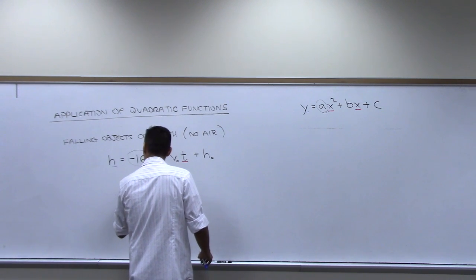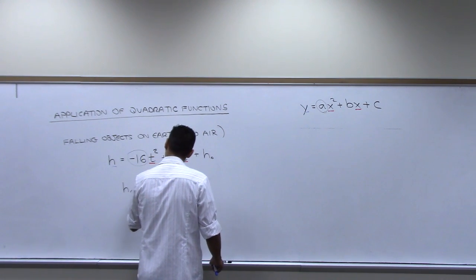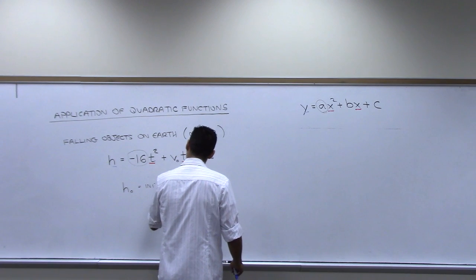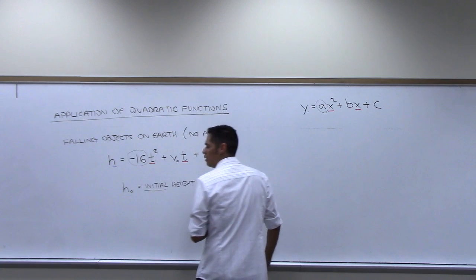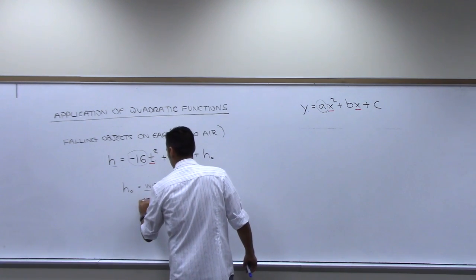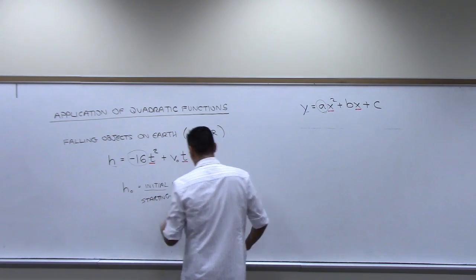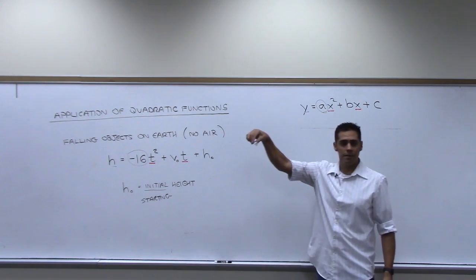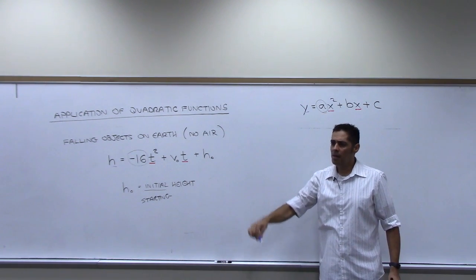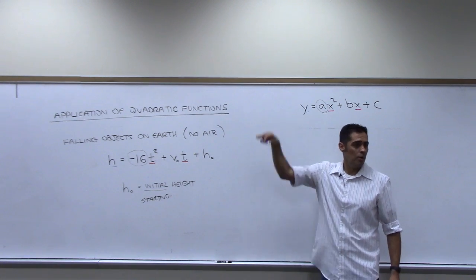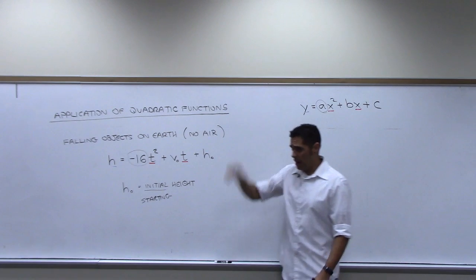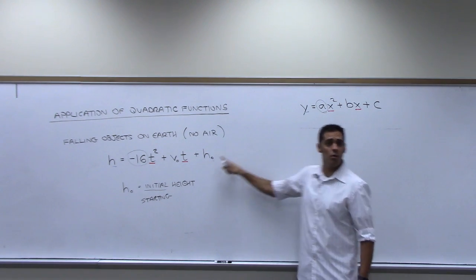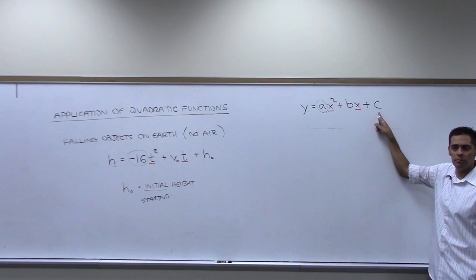H with the subscript 0 means your initial height. And the word initial, you can replace it with starting if you want. It's easier to understand. So if I'm going to drop an object on Earth, then I'm going to have to maybe tell you what the height was when I dropped it. Was it 5 feet off the ground? Was it 100 feet off the ground? That number, whatever it is, this number right here, corresponds to the C in the problem. All right? You with me?